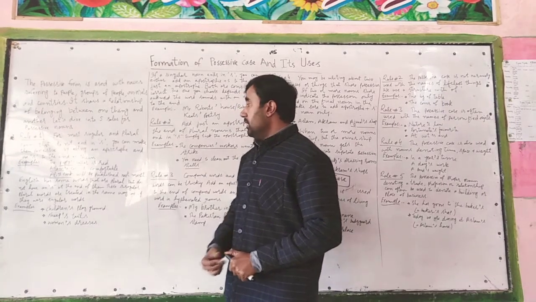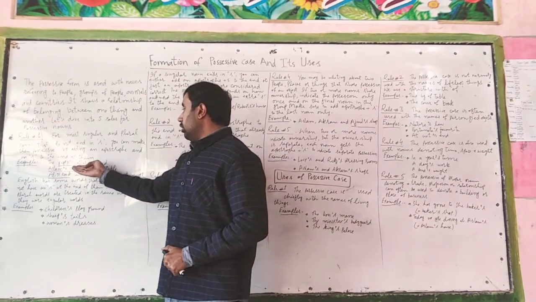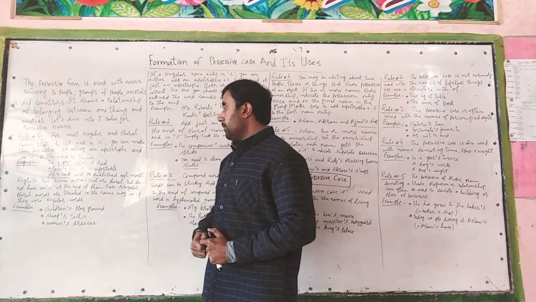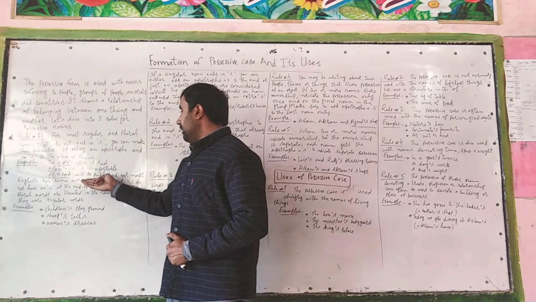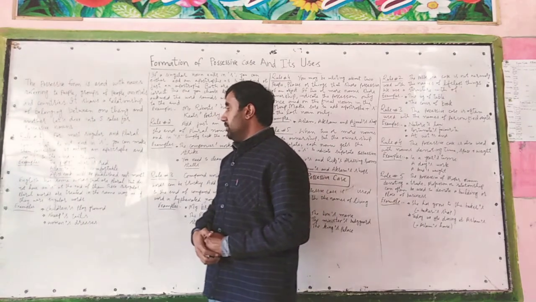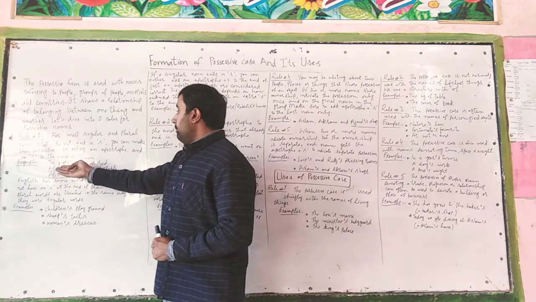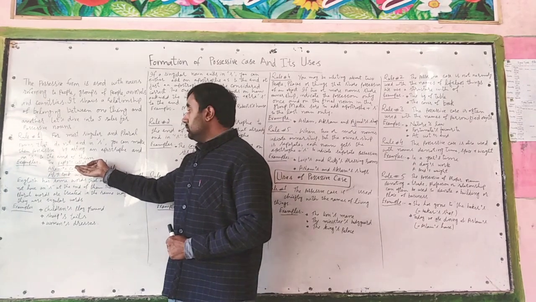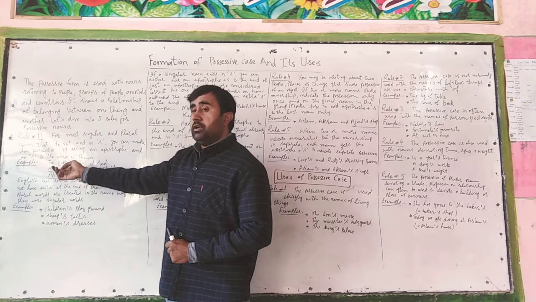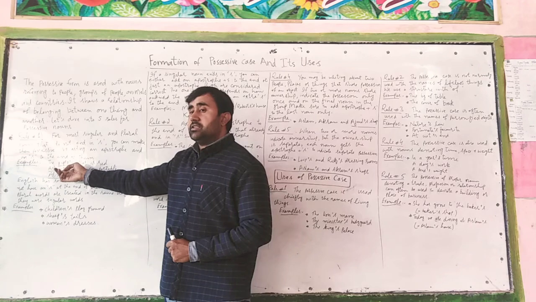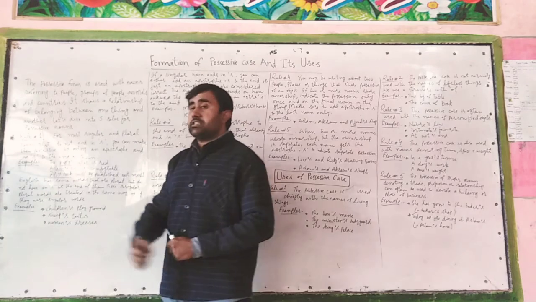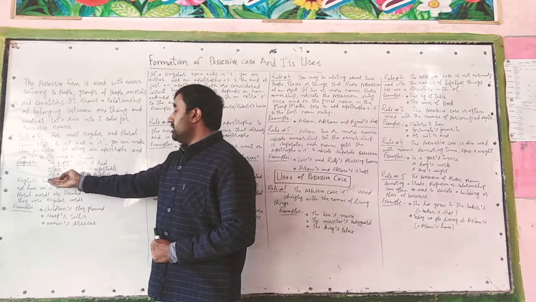For example, the puppy's collar is red. Aslam's car is comfortable. Ali's book will be published next month. See, in these examples, in the puppy's collar, we add an apostrophe and s to the word because it doesn't end in s. In the same way, Aslam's car, Ali's book.